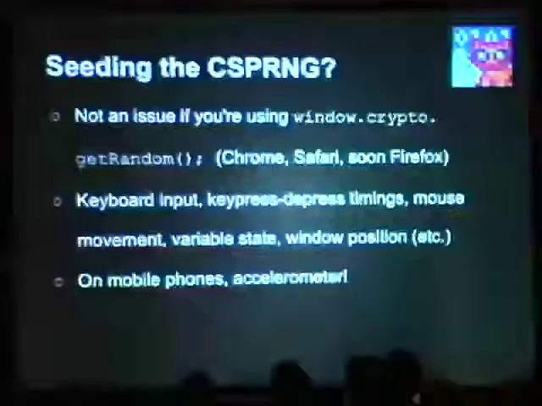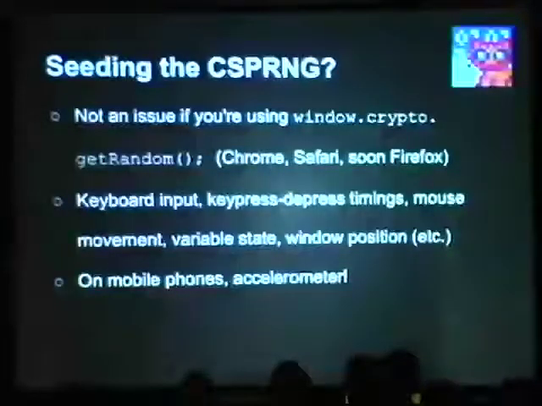And so, seeding the cryptographic random number generators. Seeding means that, in computers, unless you're using quantum computers or quantum state hardware, you don't have true randomness. So you have to give it something that's really random, some randomly produced data, for it to use to produce randomness. And we call this the seed, as I'm sure a lot of you know. Not an issue if you're using window.crypto.getRandom, since it's self-seeded, and that's no problem. So Chrome and Safari are done, and Firefox soon, apparently. I hope so, Firefox devs.